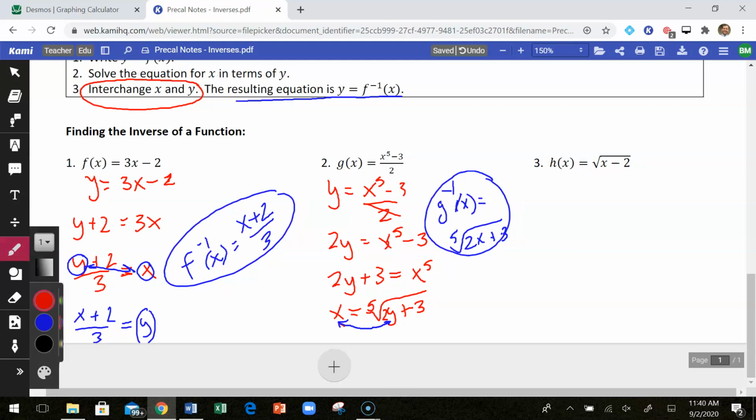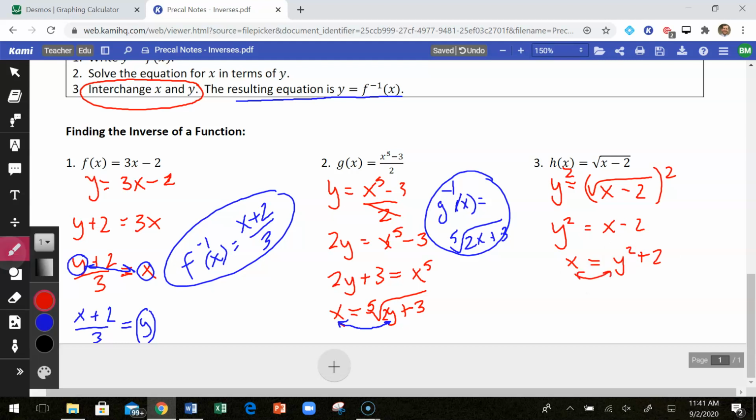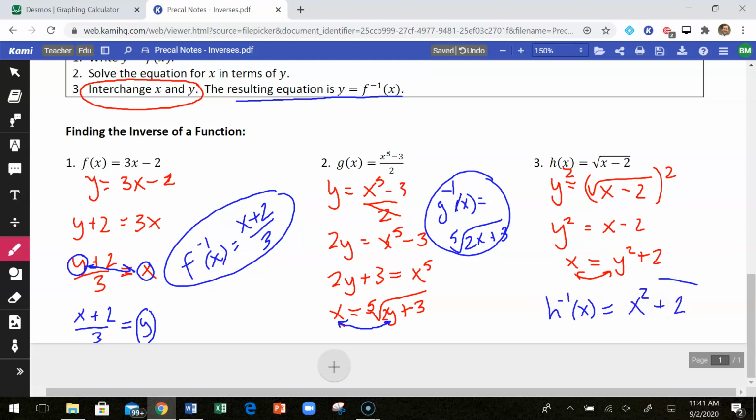All right, and I'll do one more example. So h of x, again, I'm going to write it as y. Y equals the square root of x minus 2. Solve for x. So the first thing we'll have to do is square both sides. Y squared is equal to x minus 2. Simply just add 2. So x is equal to y squared plus 2. I'm going to switch x and y, and then instead of y, write h inverse. So h inverse of x is going to equal x squared plus 2.